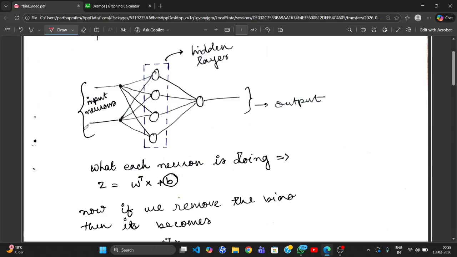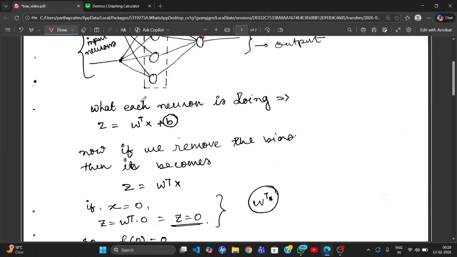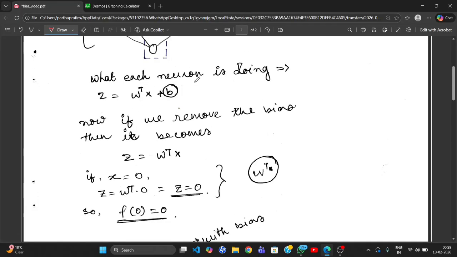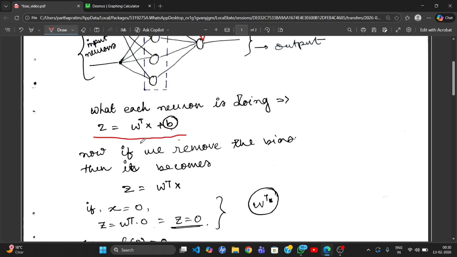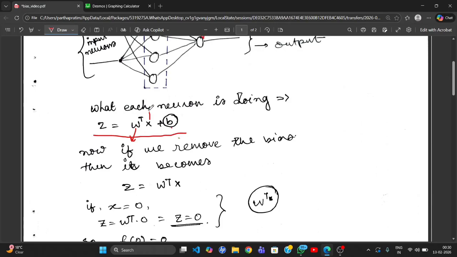For example, this is our ANN. We have two input neurons, a hidden layer, and an output layer, which includes only one output neuron. In the hidden layer we have four nodes. So what exactly is each neuron doing? It's just computing W transpose X plus B. The W here is the weight vector, X is the input vector, and B is the bias. Today we'll understand what this term, the bias, is doing here.